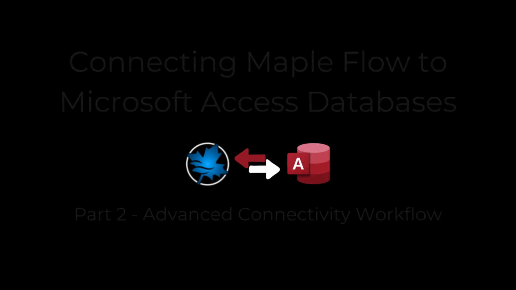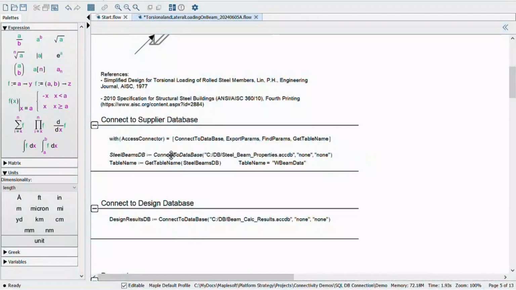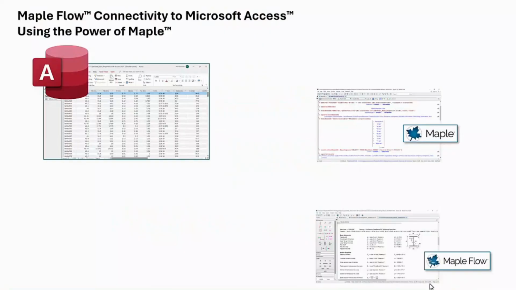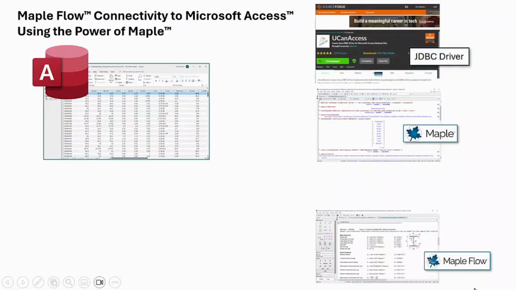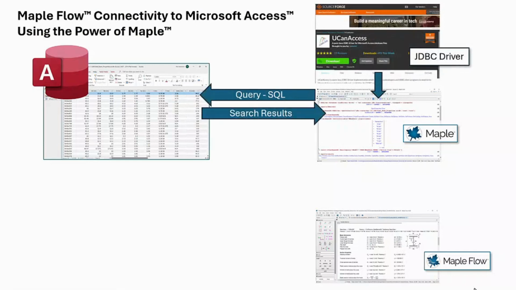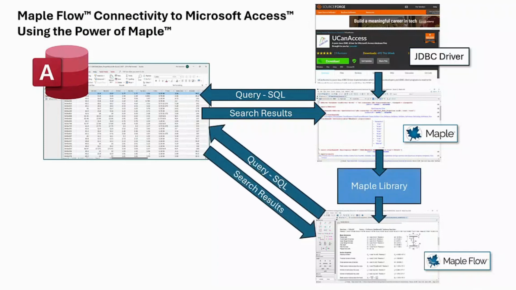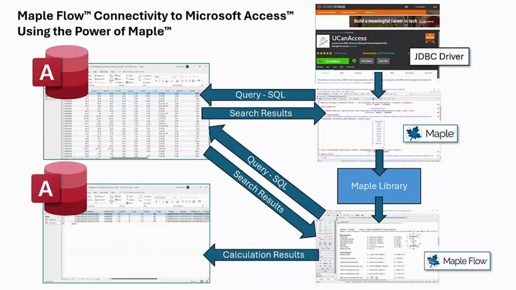This is a deeper dive into the database connectivity with MapleFlow that we presented in an earlier demo. We'll go through the process of loading a JDBC driver for Microsoft Access and setting up the SQL queries we used in the MapleFlow commands to connect to a database, extract data from it for use in MapleFlow calculation document, and then export results from the calculations to another database.